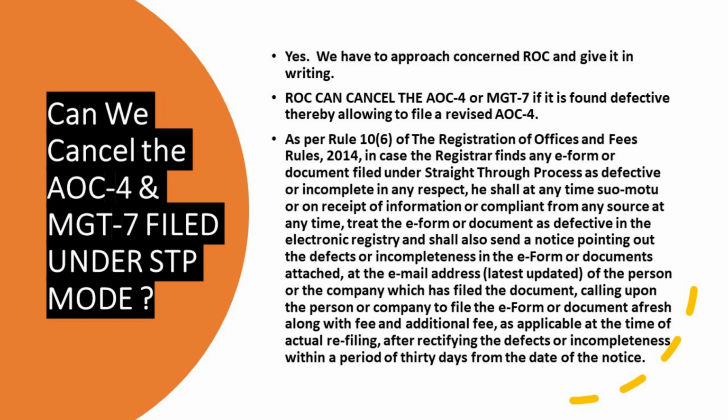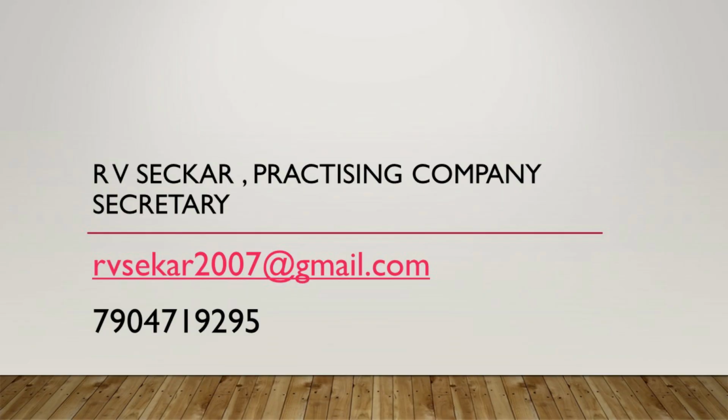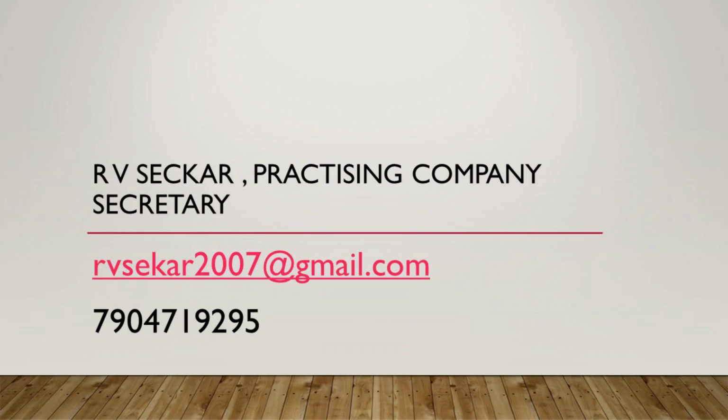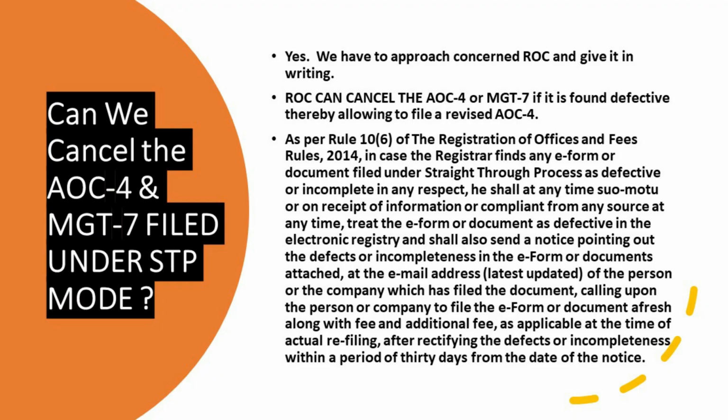Can we cancel the AOC-4 and MGT-7 filed under STP mode? This is one of the main topics. It asks about companies that file AOC-4 and MGT-7, and after filing they find some defect. Can we cancel the filing? Because once we upload the same on the MCA, it goes through the automatic STP process and is immediately taken into the record. So can we cancel it? Yes, we have to approach the concerned ROC and give an application in writing.